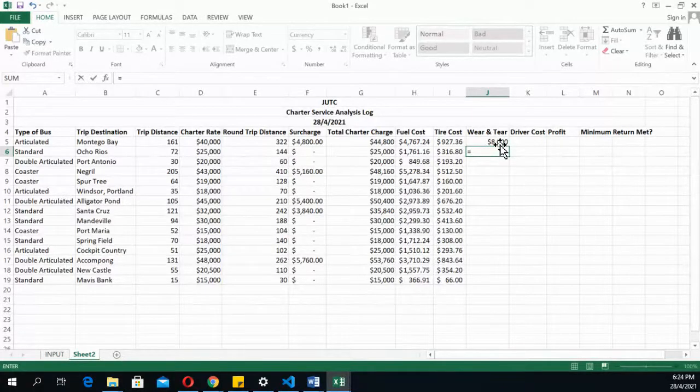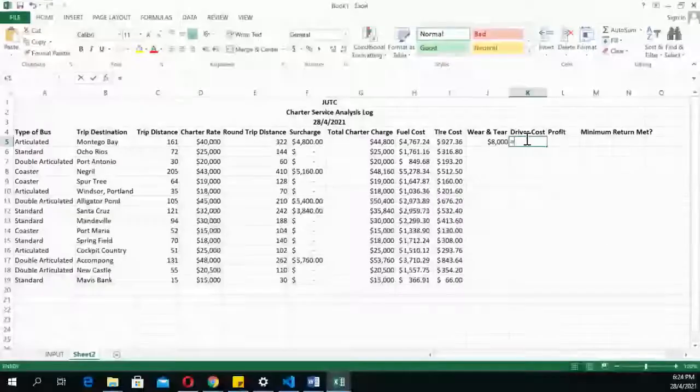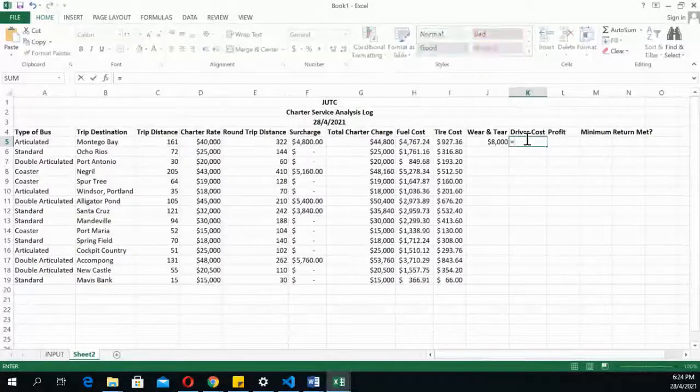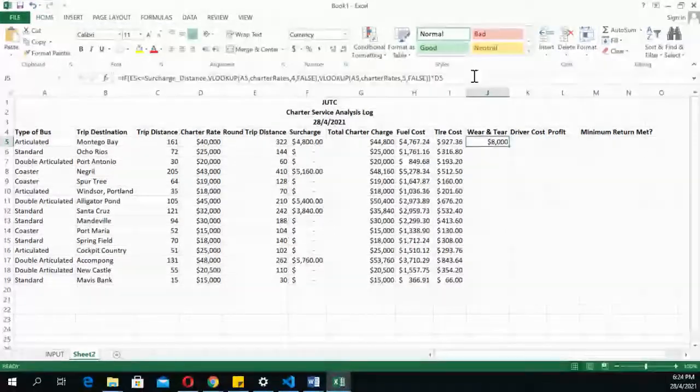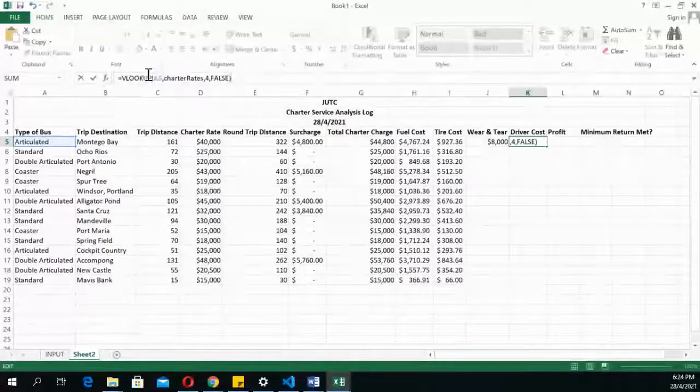All right, so let me just do it, so just bear with me. I put it over driver cost, right? Just be a bit lazy and copy out the VLOOKUP here. And again, this is not driver cost I'm working out.